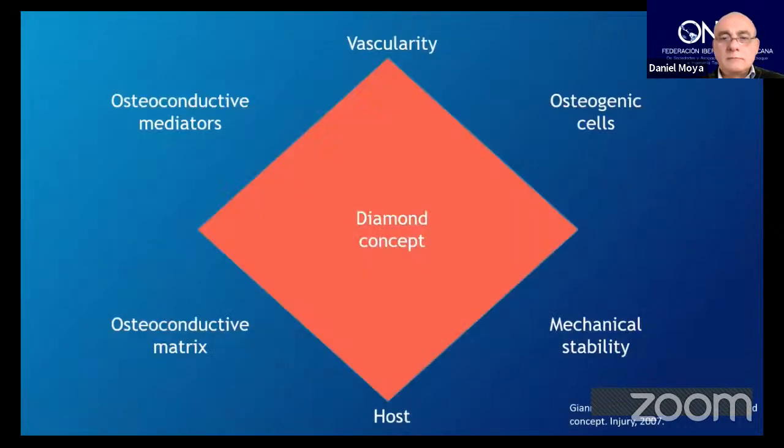All of this has been integrated into the so-called diamond concept described by Giannoudis. To achieve a good result, osteogenic cells, osteoinductive mediators, and an osteoconductive matrix must actively participate in an environment of mechanical stability, thus determining bone union.